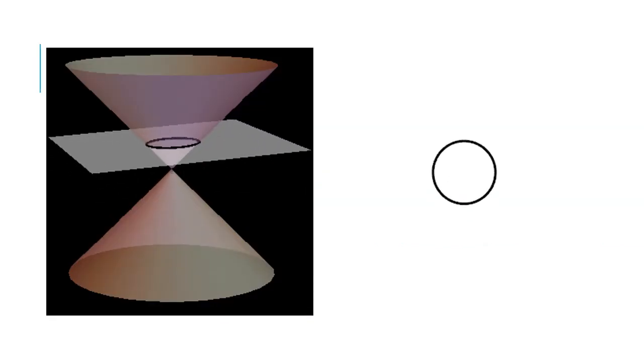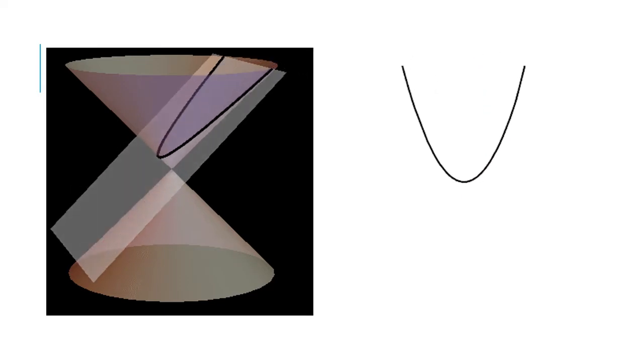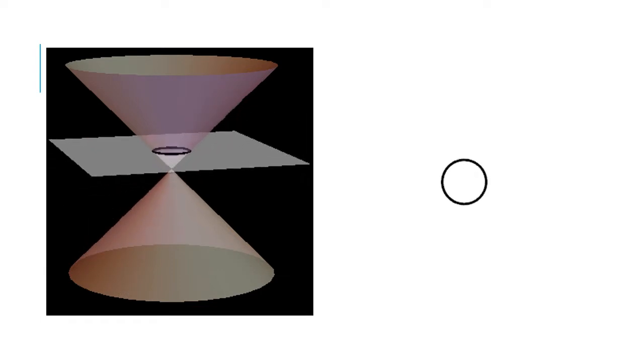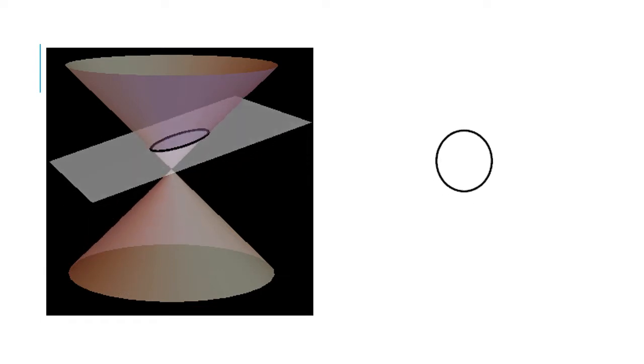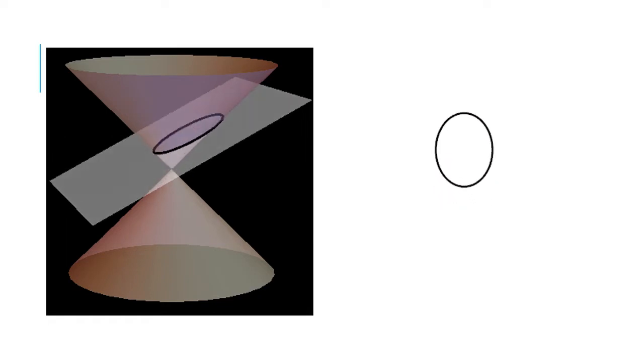If you have a double-napped cone or a double cone, or two congruent right cones with common vertex configured as shown in the image, and you pass a plane through these cones, the intersection of the figures forms conic sections. As you can see, the type of conic section formed depends on the way you pass the plane through the cones.